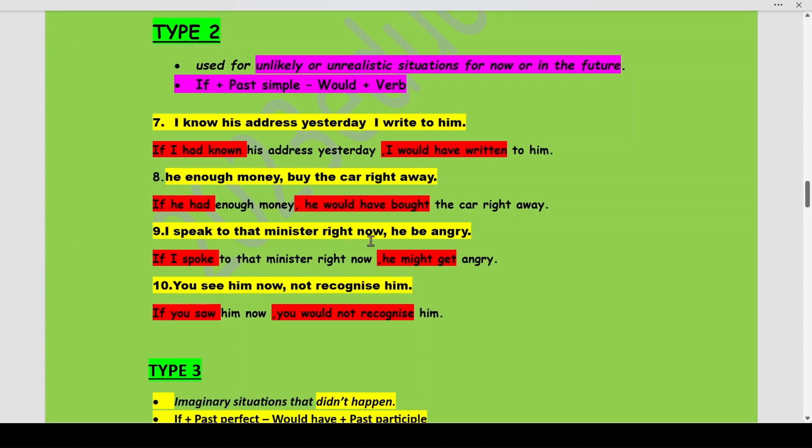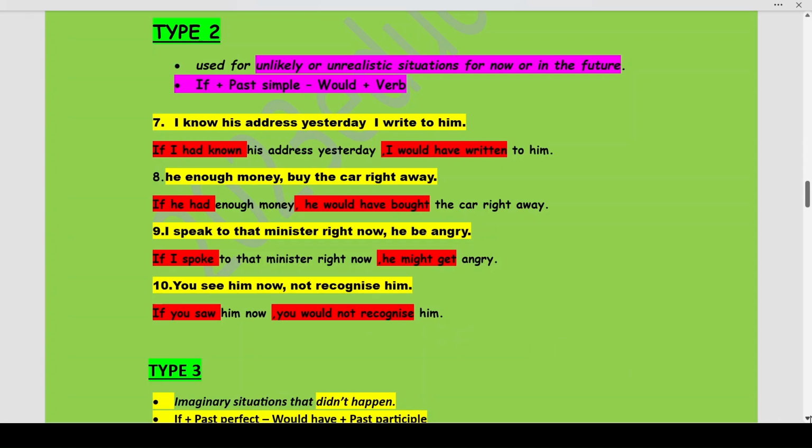I speak to that minister right now, he be angry. If I spoke to that minister right now, see, had known, had, spoke, saw, these are all simple past tense. And then they are followed by would, which is a modal verb. Might is a modal verb. So it is basically not just would but a modal verb followed by the base verb. So I would have written to him. He would have bought the car right away. He might get angry. You see him now, not recognize. If you saw him now, you would not recognize him.